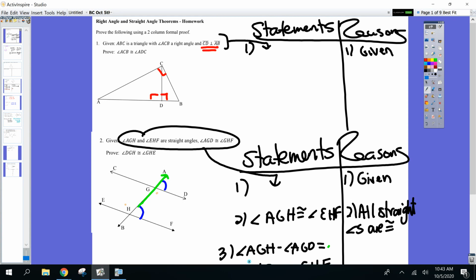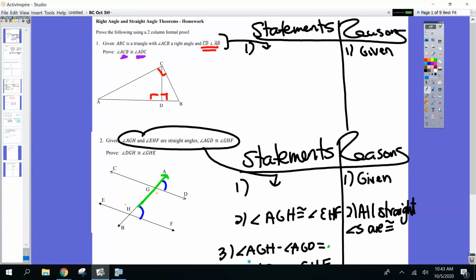Look at the proof statement right now. Ready? ACB. What did I mark on ACB? Right. That's a right angle. What did I mark for ADC? A right angle. What do you know about 2 right angles? They're congruent. That's what I'm going to use here. Right angles are congruent. But I can't say that. Here's the reason why.